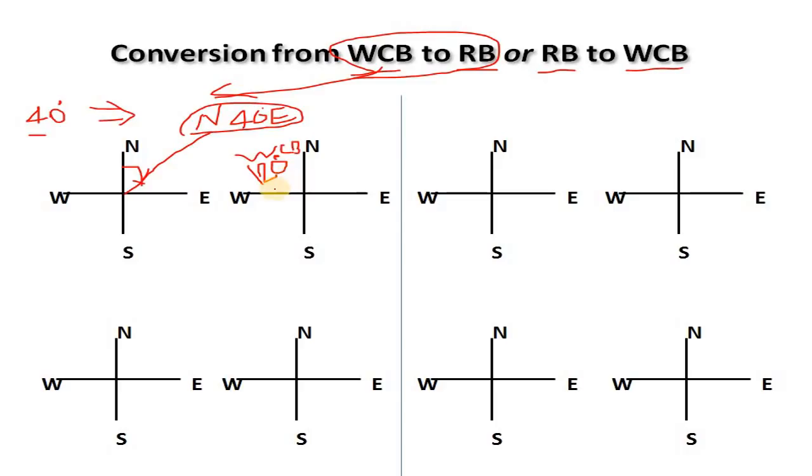First draw 120 degree in WCB system. So where will be the line? This line will be in this quadrant, and this angle will be the 120. For reduced bearing system you require this angle, because this is nearer from south.